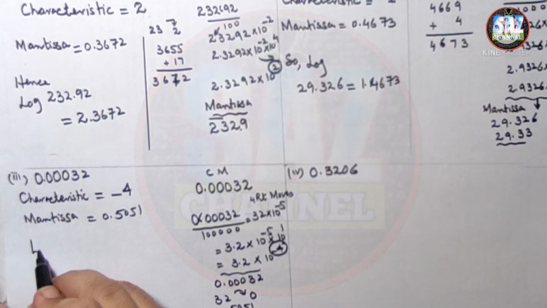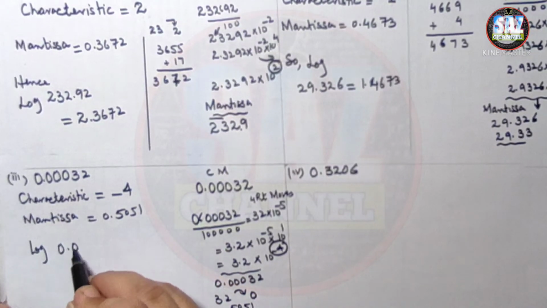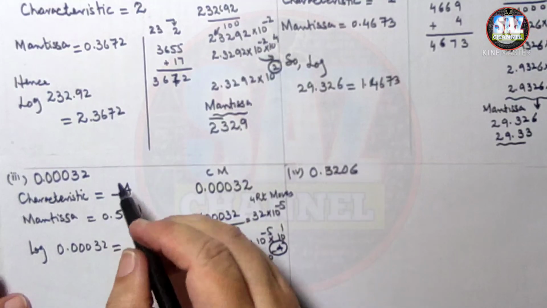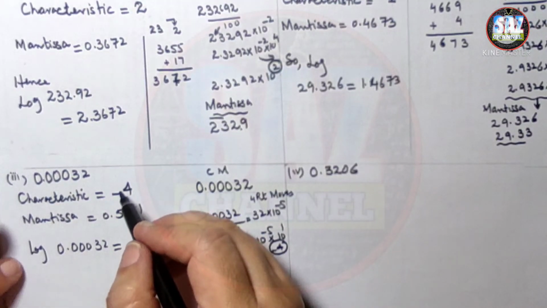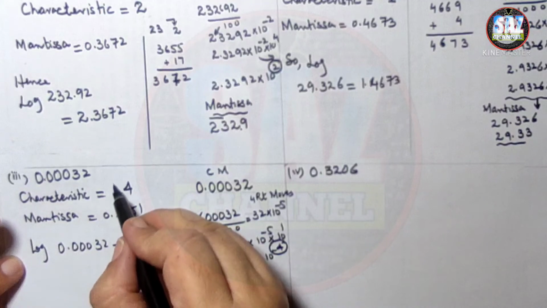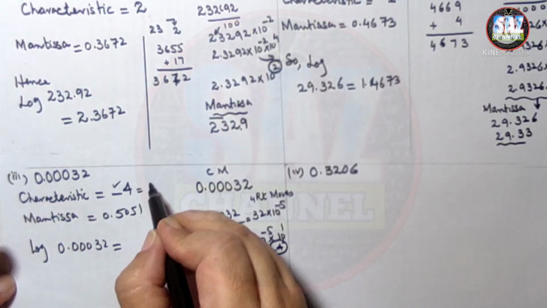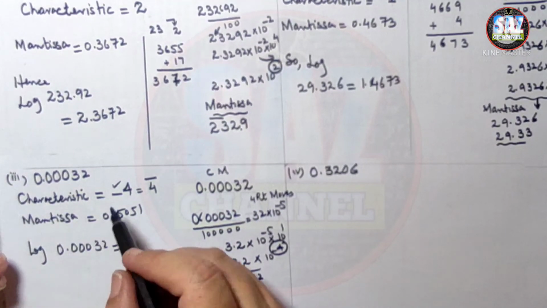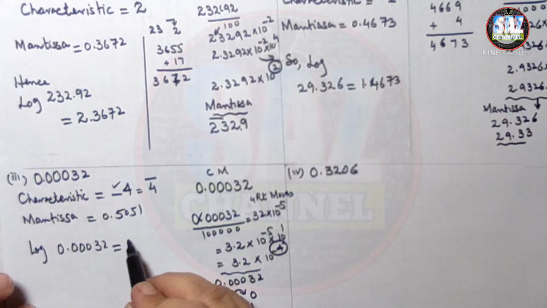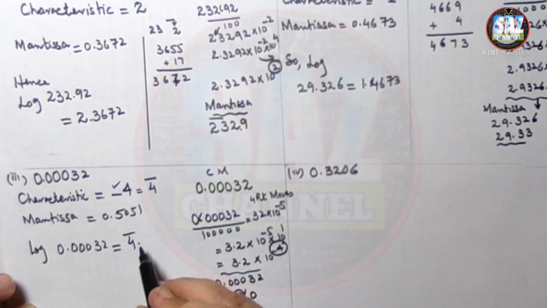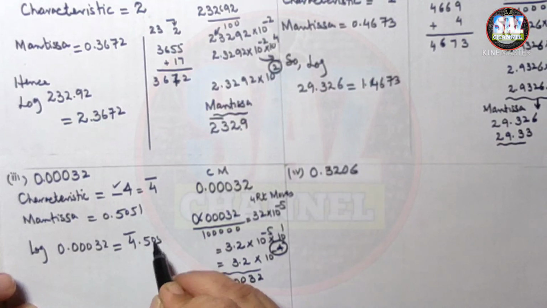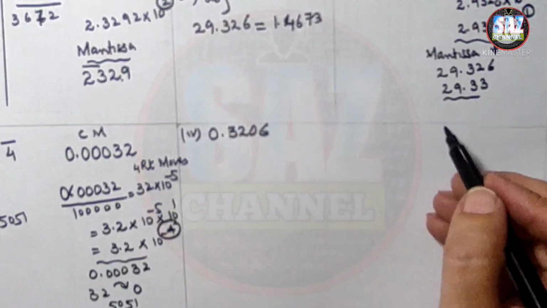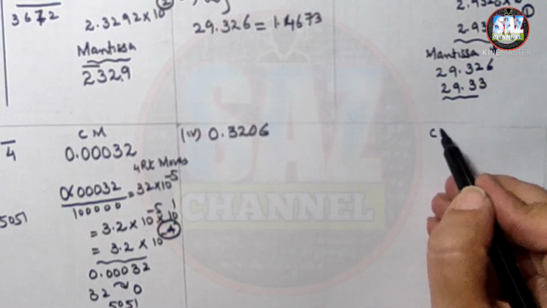Okay, so Mantissa for this question will be 0.5051, and the log of 0.032 is, we never write characteristic with minus sign, so here I have to make the change that this will be 4 bar, because in log we don't write characteristic in this way. So 4 bar point 5051.